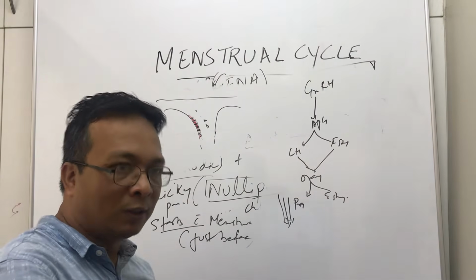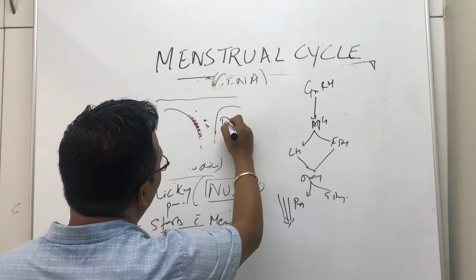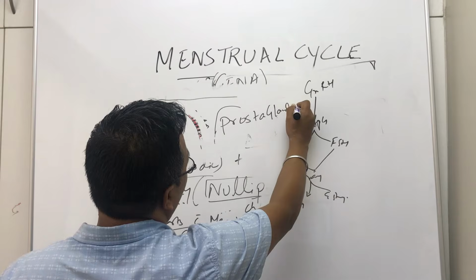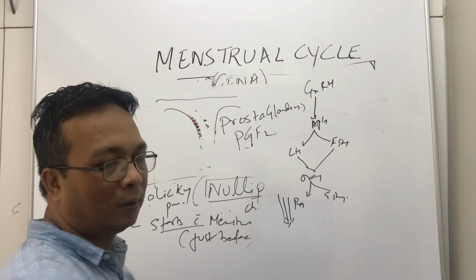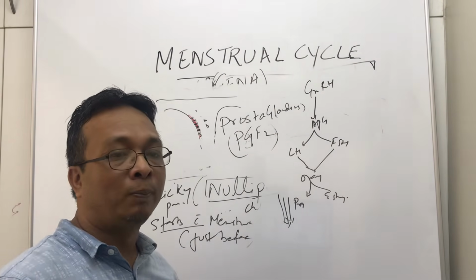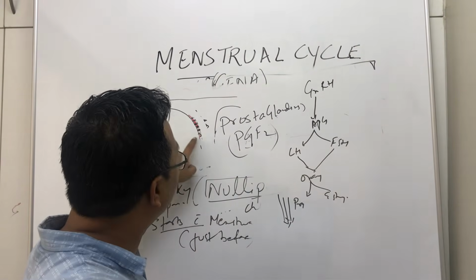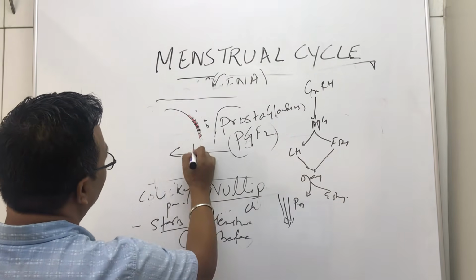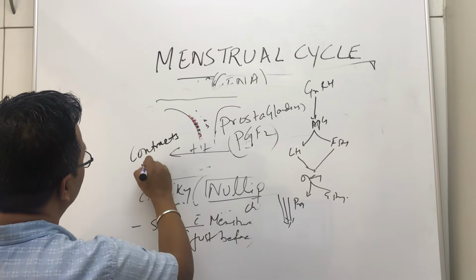So when this tissue is lost, remember there's one thing that is secreted here, prostaglandins. Enough PGF2, prostaglandin F2, is made here, because of the damaged or destroyed tissues during menstruation. So this prostaglandin F2, what does it normally do? It makes the uterus contract. It contracts the uterus.